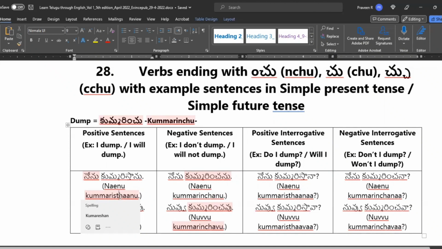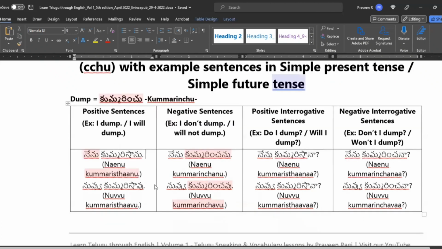Chetu also becomes chestanu, right? Yes, చేస్తాను. See, there is a verb cheyu, that is the verb in base form, do. So all the verbs which are ending with unchu or chu follow the same pattern. If it is ending with chu, it will be the stanu sound for the future tense.